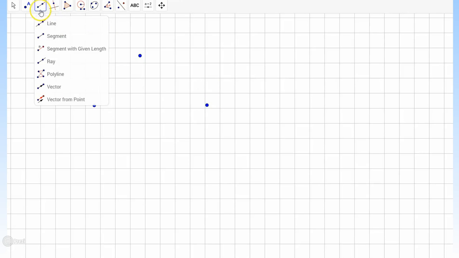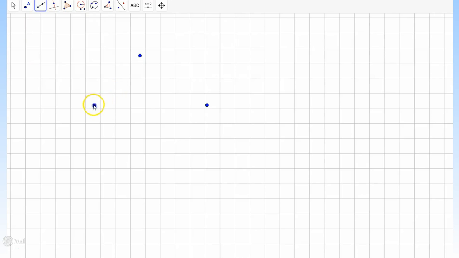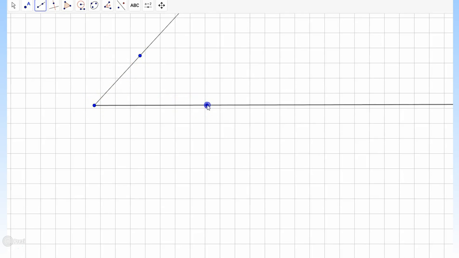I'm using GeoGebra, and I am going to construct an angle congruent to a given angle. So to start, I'm just going to throw myself 3 points. Bam, bam, bam. 3 random points. And I will make an angle. So that's going to be my given angle.